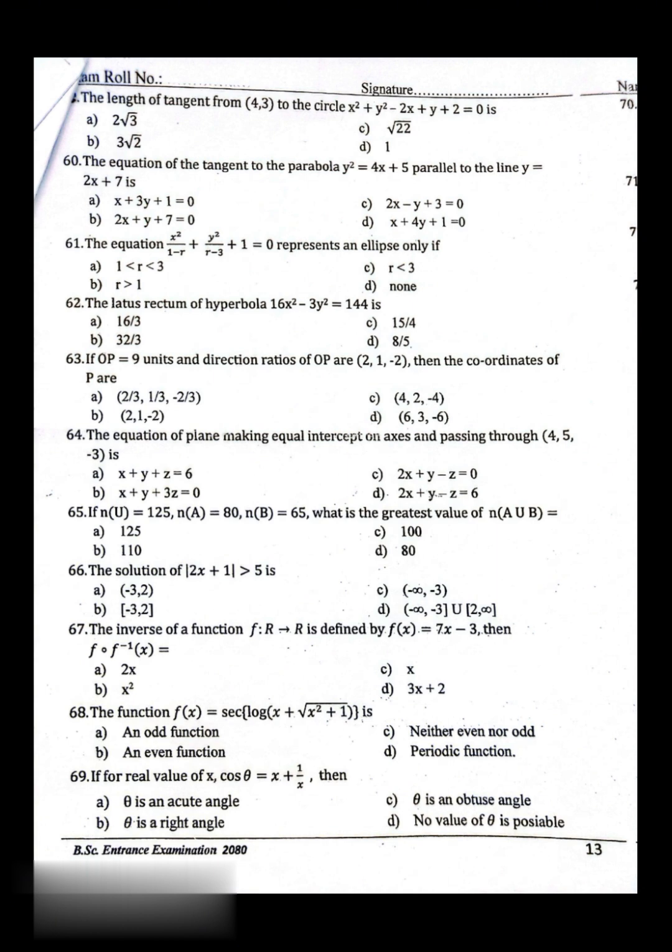64. The equation of plane making equal intercept on axes and passing through 4, 5, minus 3 is: A, x plus y plus z equal to 6; B, x plus y plus 3z equal to 0; C, 2x plus y minus z equal to 0; D, 2x plus y minus z equal to 6.